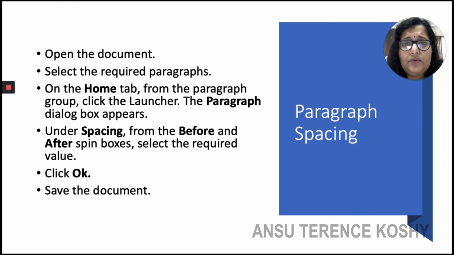So you have to click on the launcher and the paragraph dialog box comes, and under that you have to look for the spacing and you have to click on the side arrows on before and after spin boxes to get the required value. Once you reach the value you need, then you press OK and save the document.